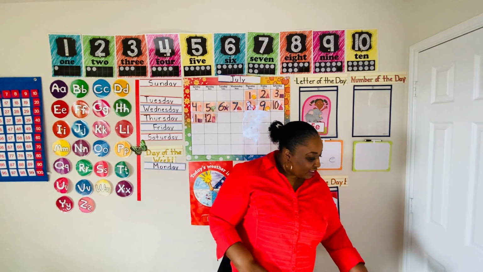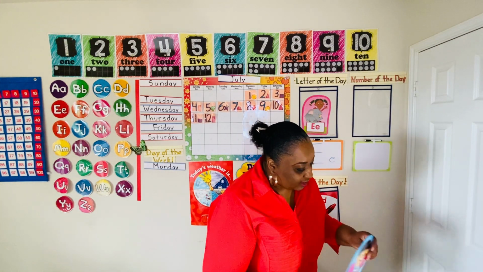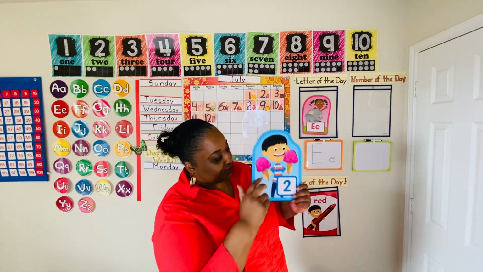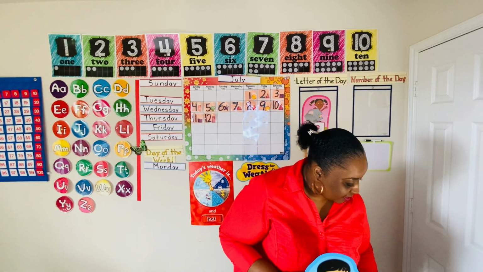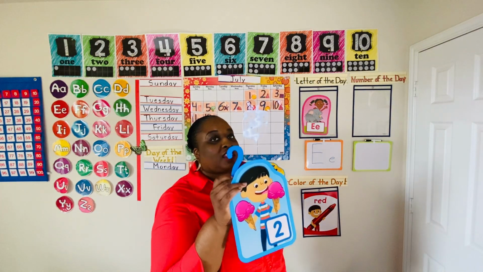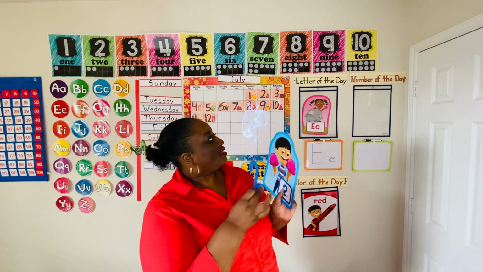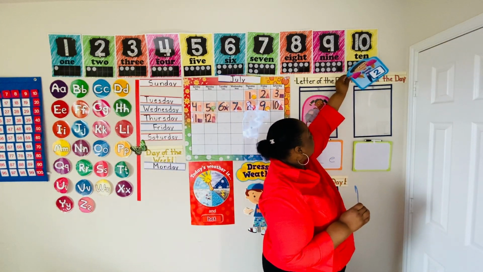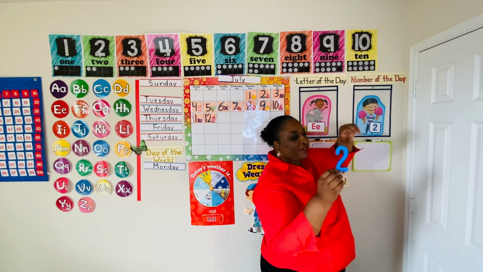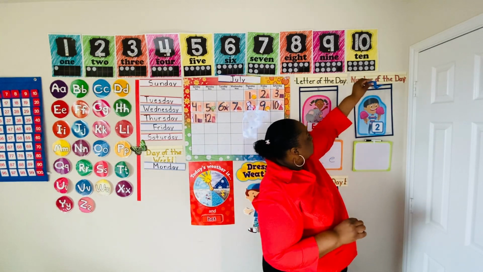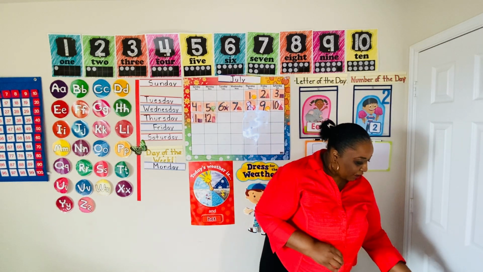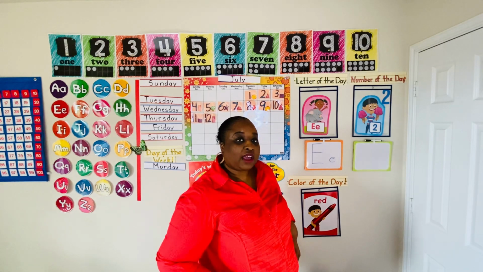Okay, so our number of the day is 2. And he has 2 ice cream cones. And this is the number 2. So we're going to put the 2 in our pocket chart, because that is our number of the day. And we're going to put the number 2 in there as well. So now what I want you to do is get your paper again, and we're going to practice writing the number 2.